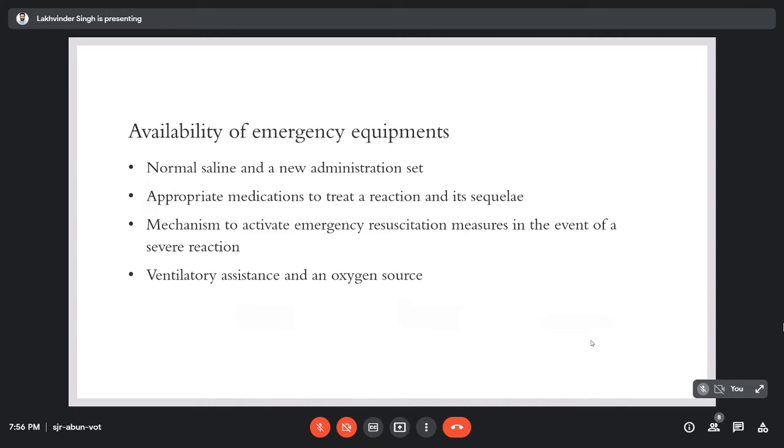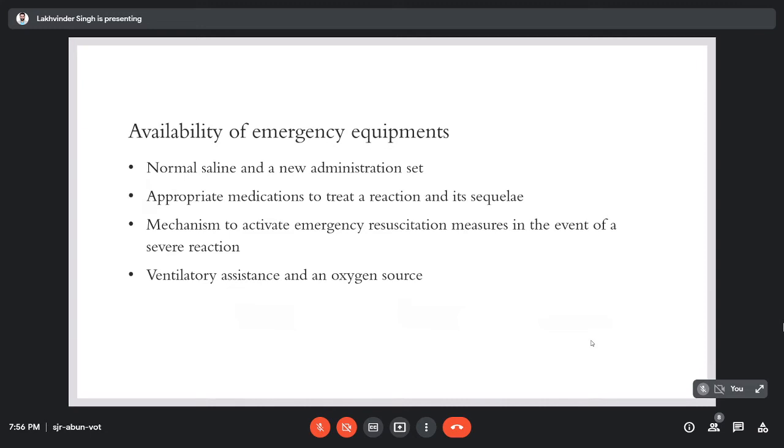Appropriate medication to treat the reaction and its sequelae. If the patient develops breathlessness, you should have oxygen available. For a patient with an allergic reaction, you should have antihistamines and steroids available. If the patient has an anaphylactic reaction, if you immediately give adrenaline, then you can reverse the reaction. Otherwise, there can be very serious sequelae to this. And a mechanism to activate emergency resuscitation measures in the event of a severe reaction.